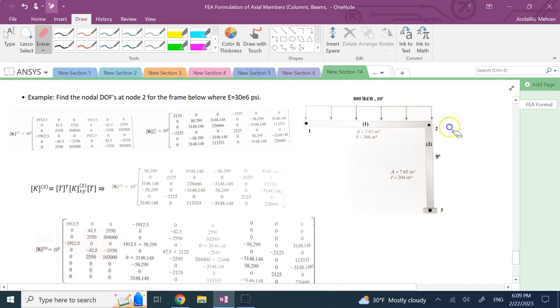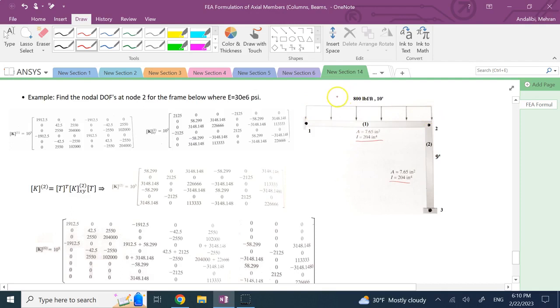So here I have a frame, and in this frame, it's clearly a frame because the load is not applied on the nodes. Here I have a rigid connection, so clearly this L-shaped member or inverse L-shaped member is definitely a frame. The cross section and the I for each section is given for elements 1 and 2. I only use 3 nodes and 2 elements.